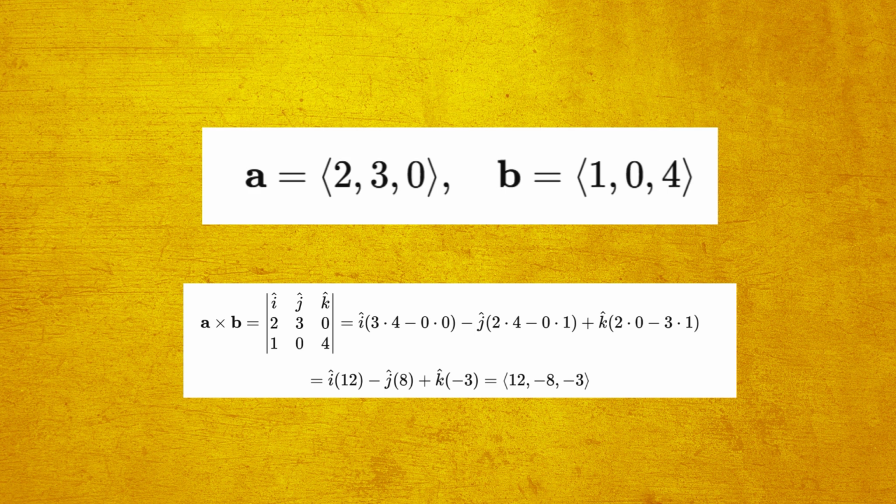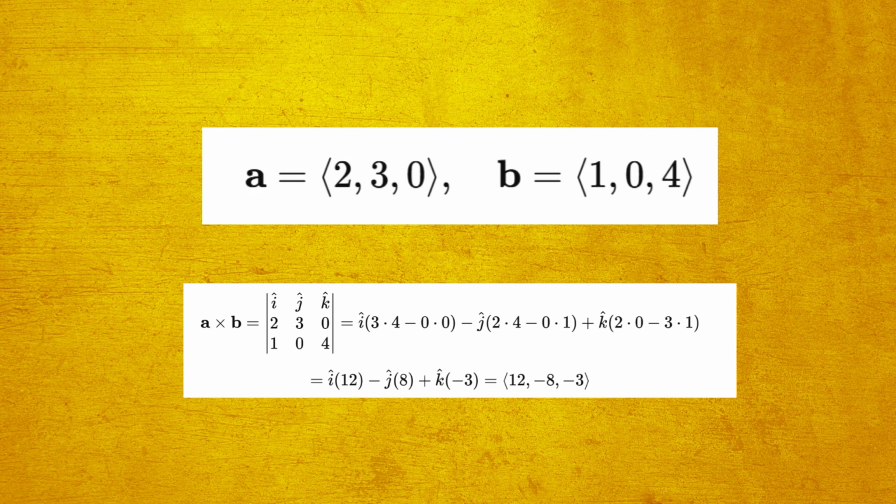Suppose we have two vectors, a equals 2, 3, 0, and b equals 1, 0, 4. We want to find a times b, the vector that's perpendicular to both.